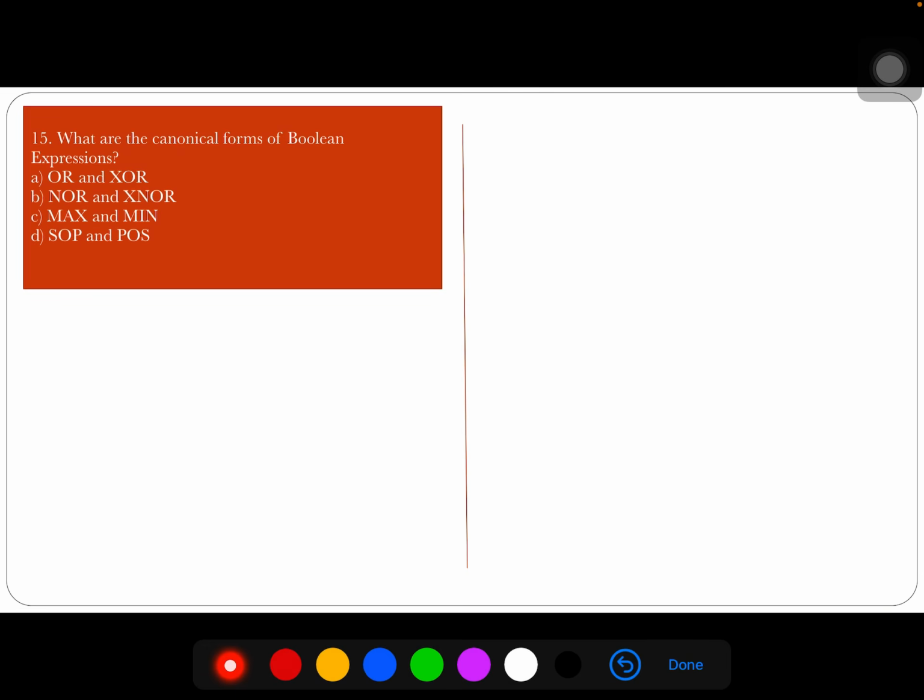Next question. What are the canonical forms of Boolean expressions? Canonical forms means the sum of products and the product of sums. Let me show you by an example. Sum of product means you have certain terms, you have these three terms, and all are being summed. As you can see, each term is a product of two variables. So it is sum of products.